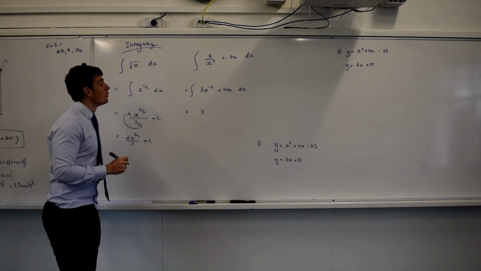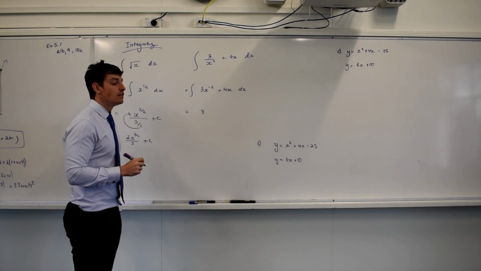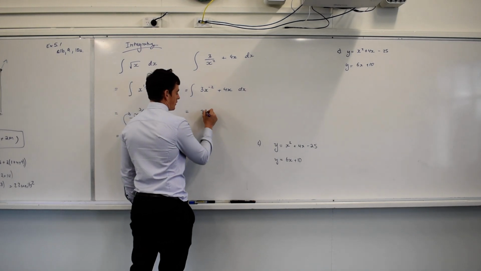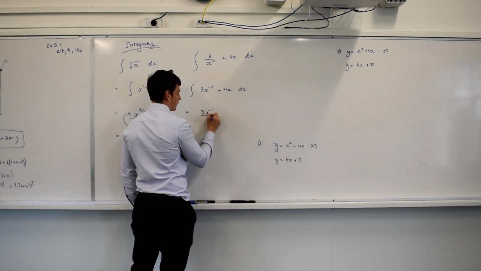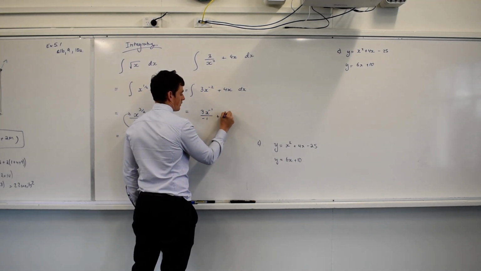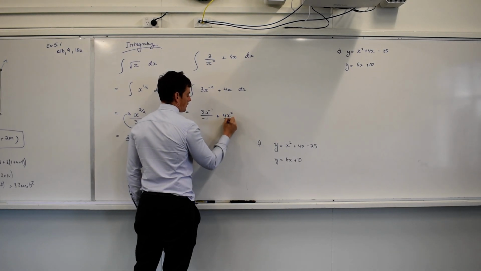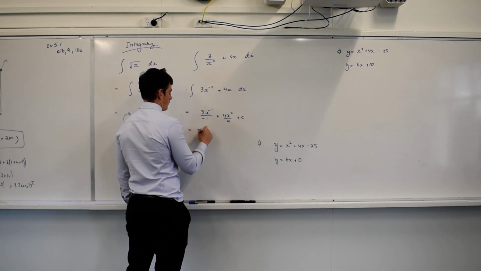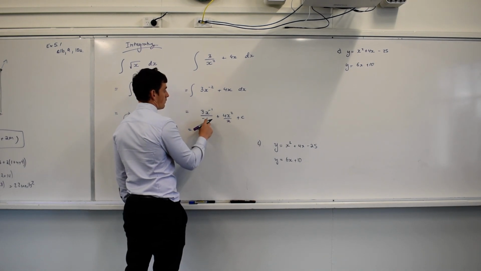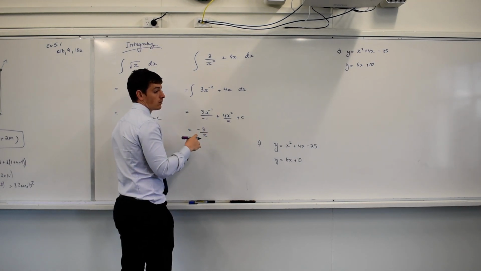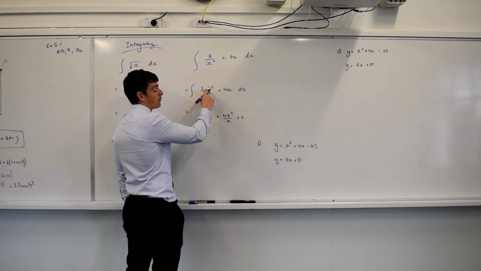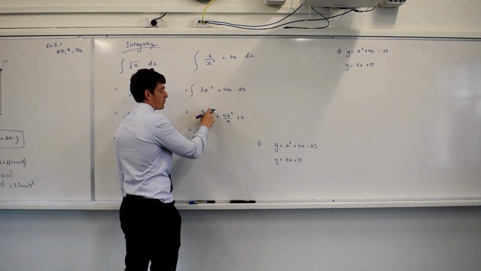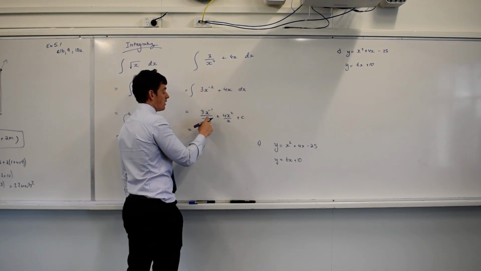Shouldn't it be 3? Why? Staying 3 but negative 2, I haven't finished yet. Divide. So I bring the power up, and then I add 1 to the power, which makes it negative 1, and divide by the new power.